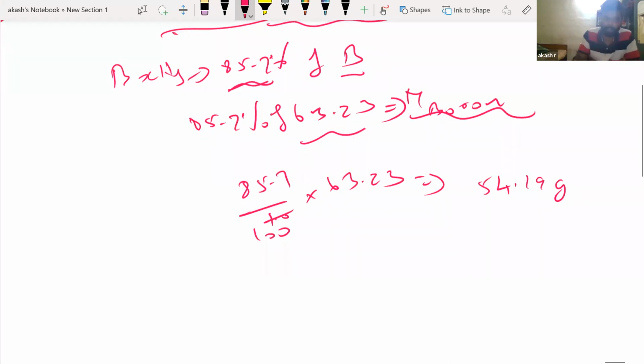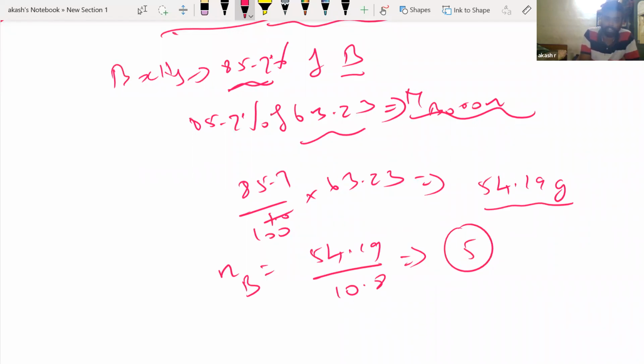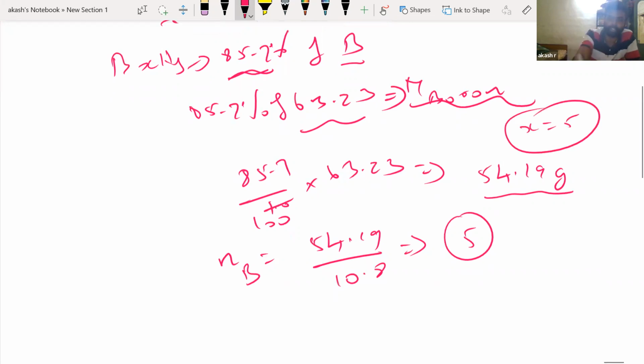Now, if you have 54.19 grams of boron, can you calculate how many borons will be there? Number of borons would be 54.19 divided by the mass of boron. Atomic mass of boron is 10.8, right? So approximately you should be getting 5. Okay, so X we got is 5. Done. Now, how do you calculate Y?